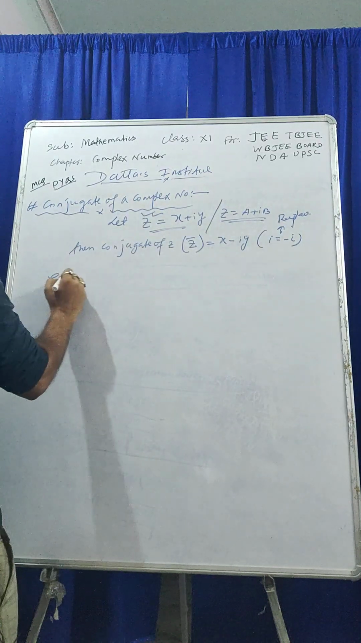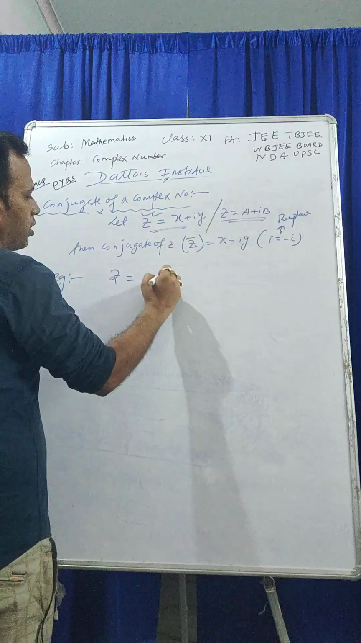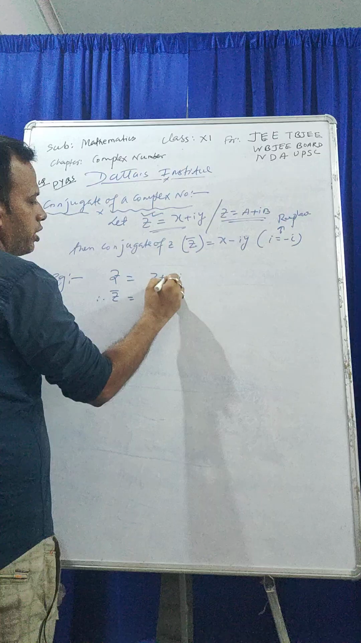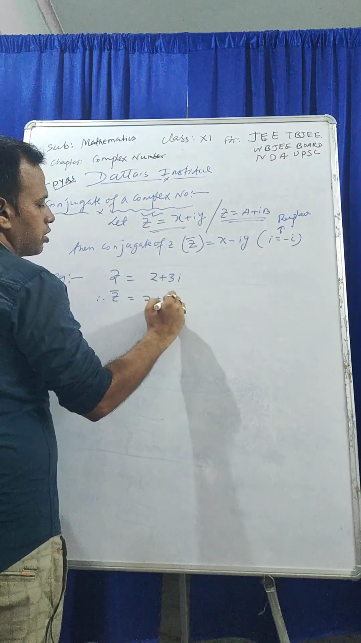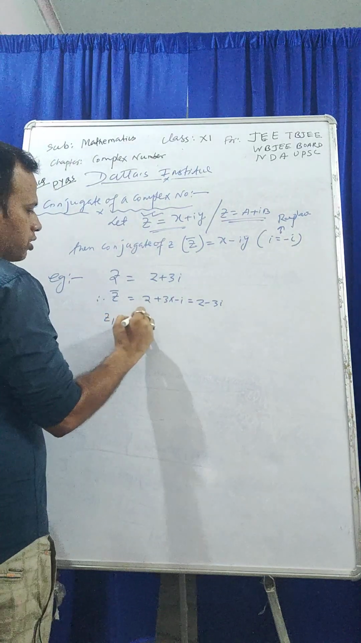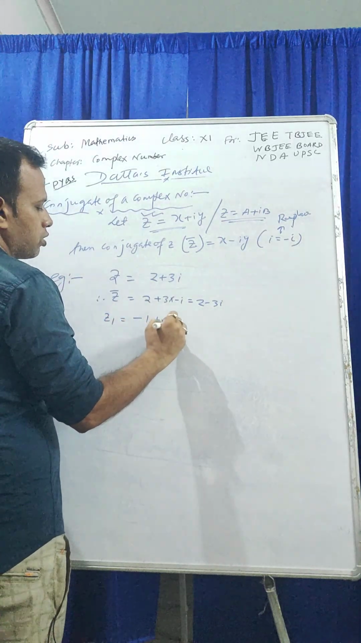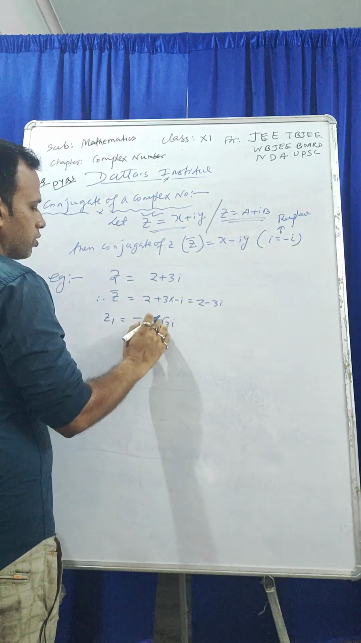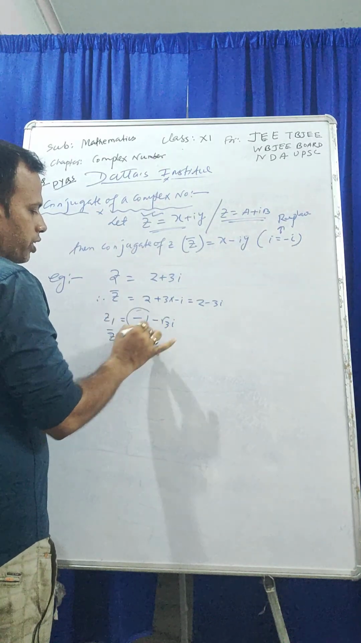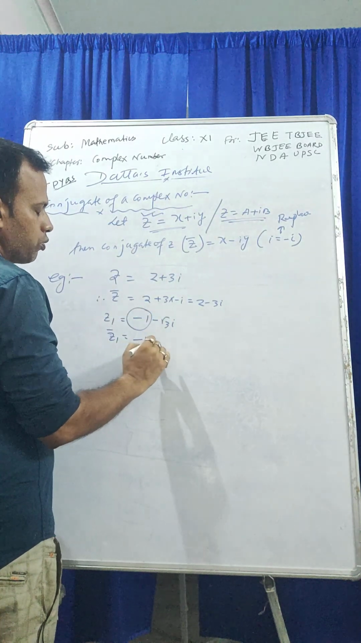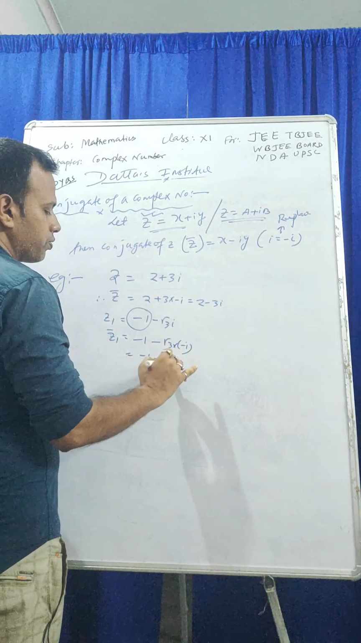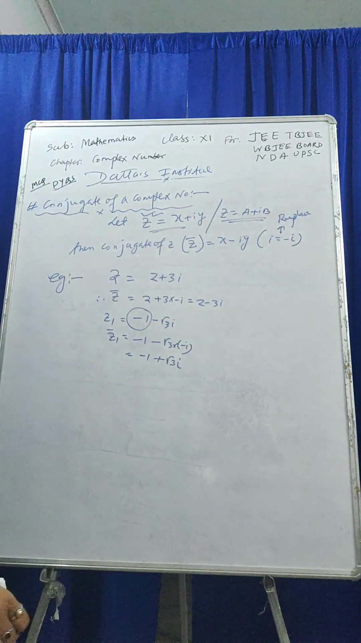So let me give one example here. Suppose z is equal to 2 plus root 3i. So z bar, that is the conjugate, will be what? 2 plus root 3 into minus i, that is 2 minus root 3i. If I consider another one, z1 is equal to minus 1 plus root 3i, then in that case z1 bar will be what? This sign will not be changed, only the i sign will be changed, so it will remain minus 1, and here it is root 3 into minus i, so it will be minus 1 minus root 3i.